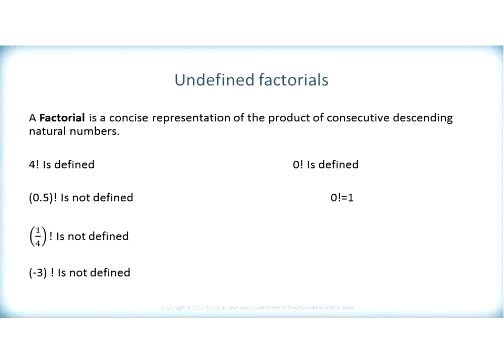Recall there are undefined factorials. A factorial is a concise representation of the product of consecutive descending natural numbers. 4 factorial is defined, yet 0.5 factorial, 1/4 factorial, and -3 factorial are not defined. Keep in mind, 0 factorial is equal to 1.